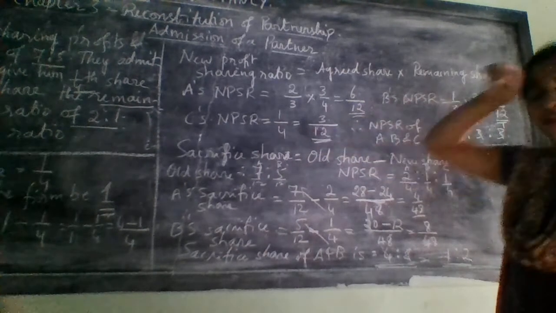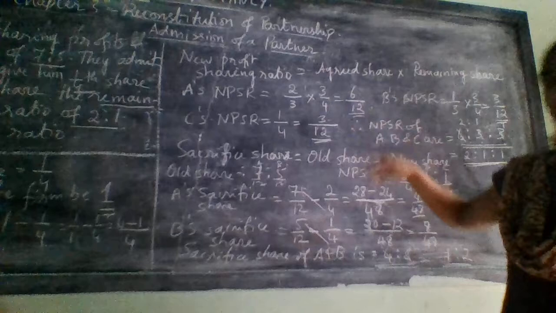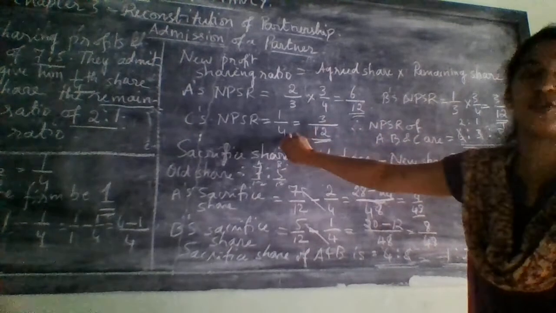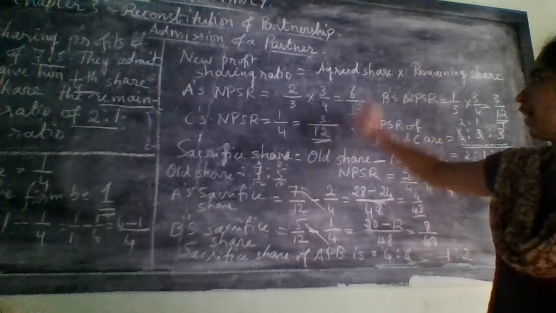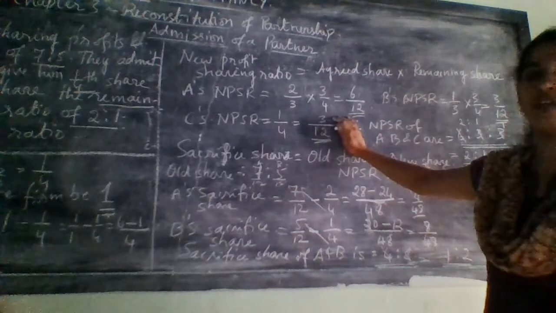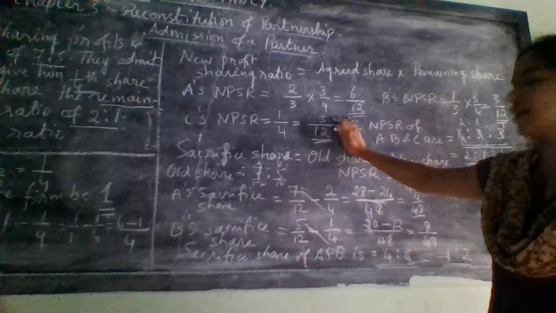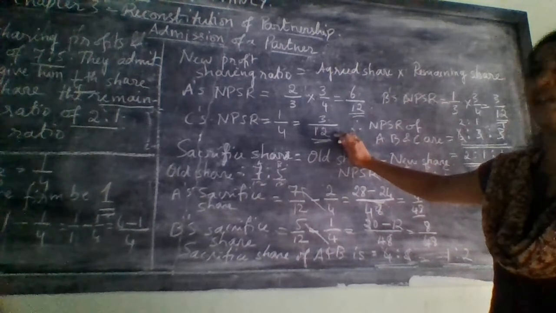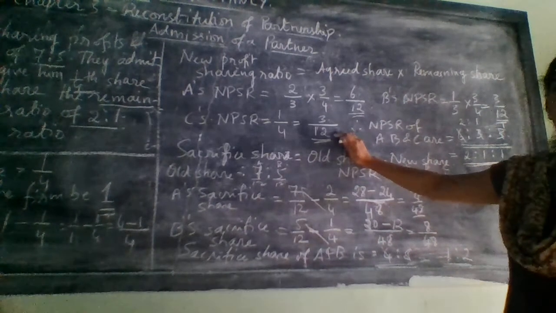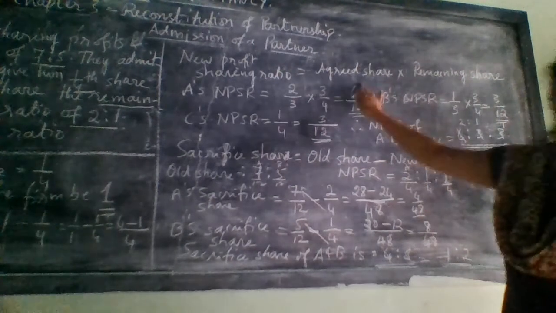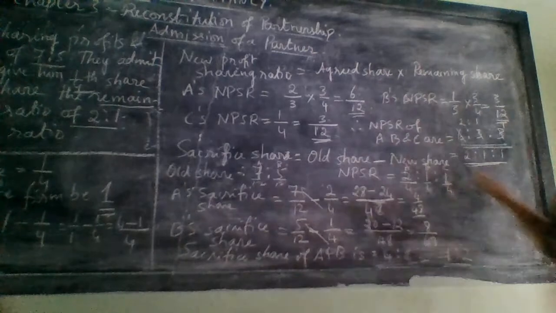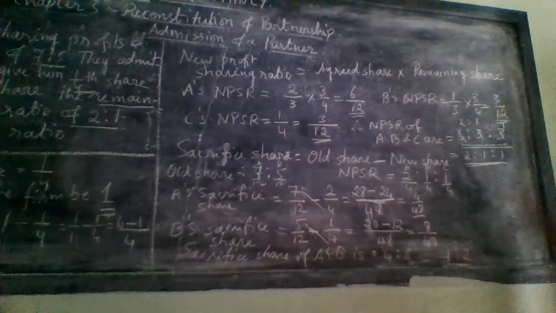After getting 12, you need to convert this. You need to do first division and then multiplication. 12 divided by 4, it will come 3. 3 ones are 3. If you add all the three numerators and you get the denominator, then your new profit sharing ratio is correct. So 3 plus 3, it will come 6. 6 plus 6, it is 12. Okay, so you got 12. This is their new profit sharing ratio.